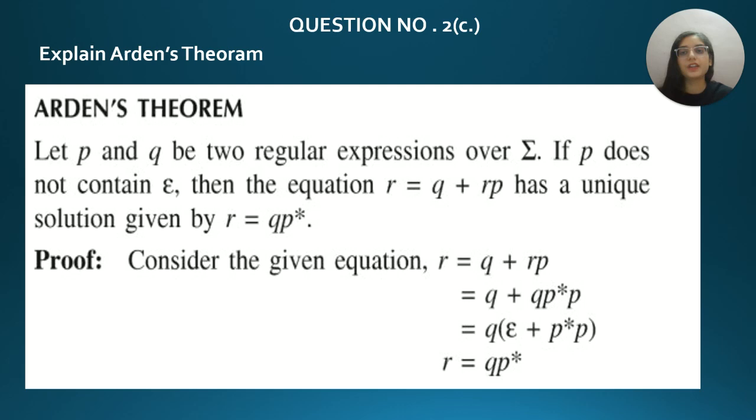The next question we have is, explain Arden's theorem. Arden's theorem says, let P and Q be two regular expressions over sigma. If P does not contain epsilon, then the equation R = Q + RP has a unique solution given by R = QP*. We can also prove this equation using the statements given on your screen.